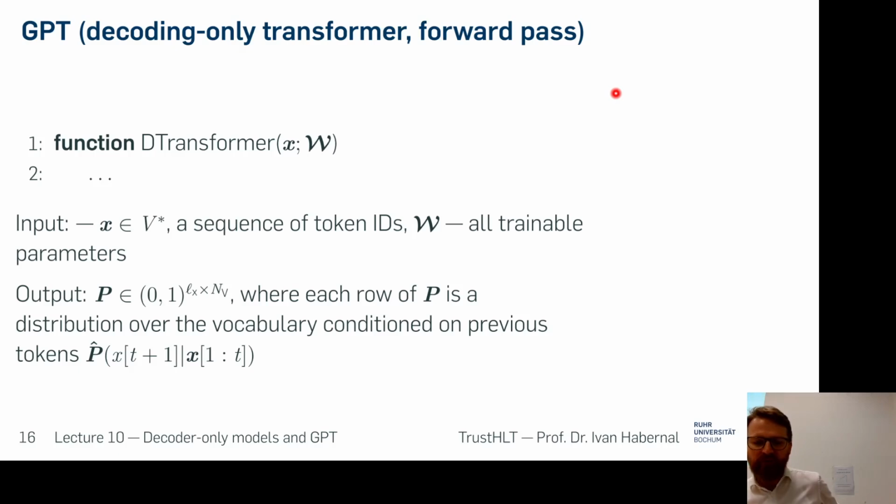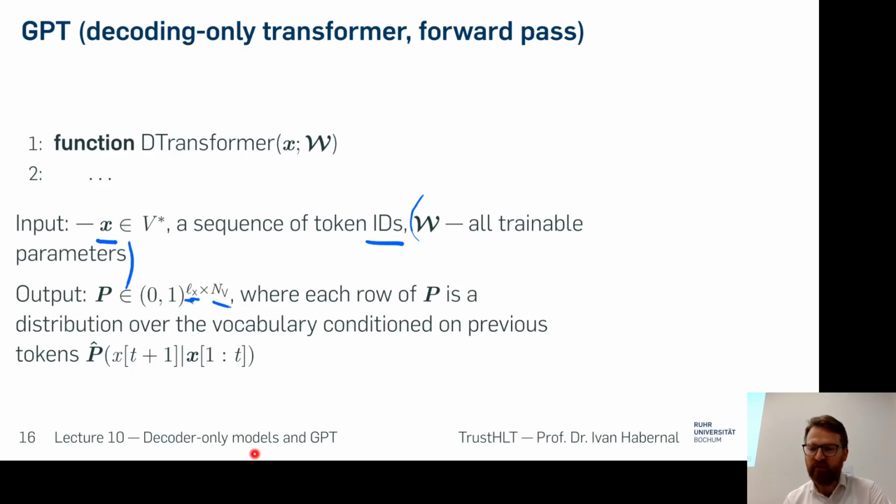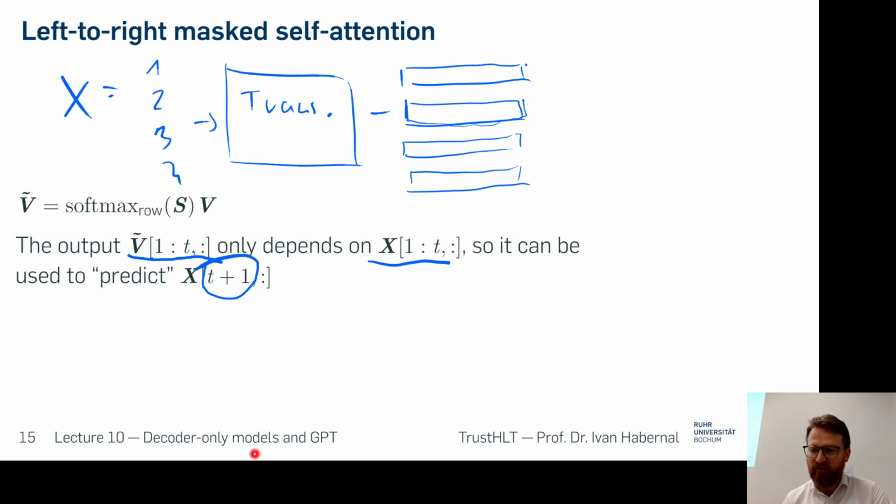Okay. So what I just drew is pretty much what we are trying to reconstruct again. But let's give it a shot. The input is a sequence of token IDs, and we have some trainable parameters, all the weights basically. The output is a matrix of, let's say, probabilities, because these are numbers between 0 and 1. It will be the length of the input times the size of the vocabulary.